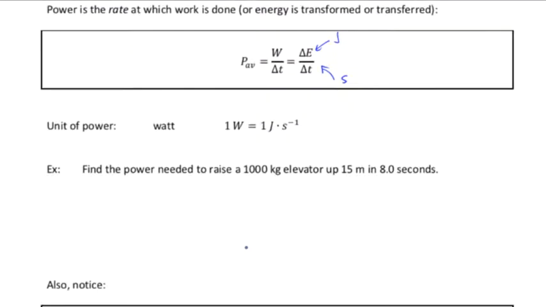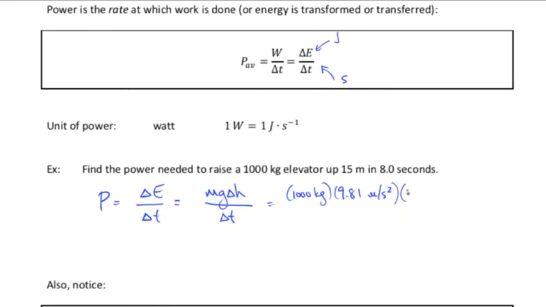Let's look at an example. We're asked to find the power needed to raise a 1,000 kilogram elevator up 15 meters in 8 seconds. So the power is going to be equal to the change in energy divided by the elapsed time. Here, the change in energy, if we assume that this is moving with constant velocity, is only going to be the change in gravitational potential energy, mg delta h, divided by the time. If we plug in our numbers, that's 1,000 kilograms multiplied by 9.81 meters per second squared, multiplied by 15 meters of vertical displacement over 8 seconds.